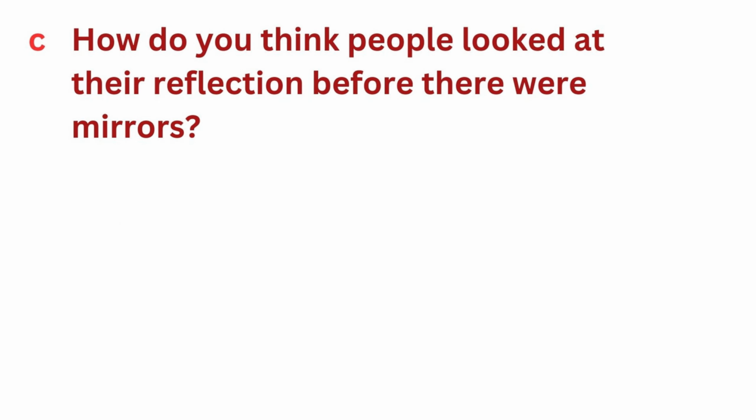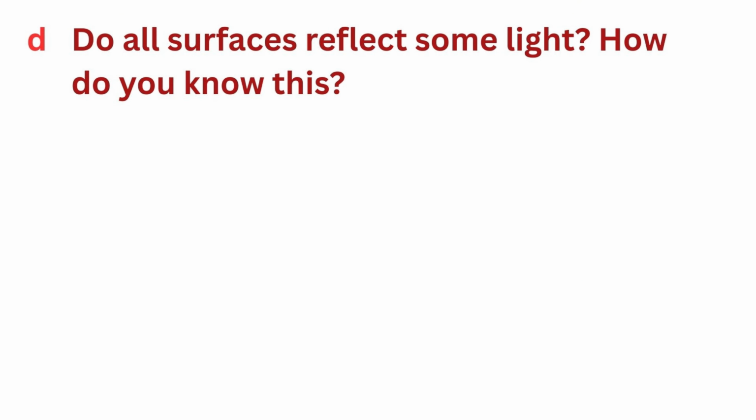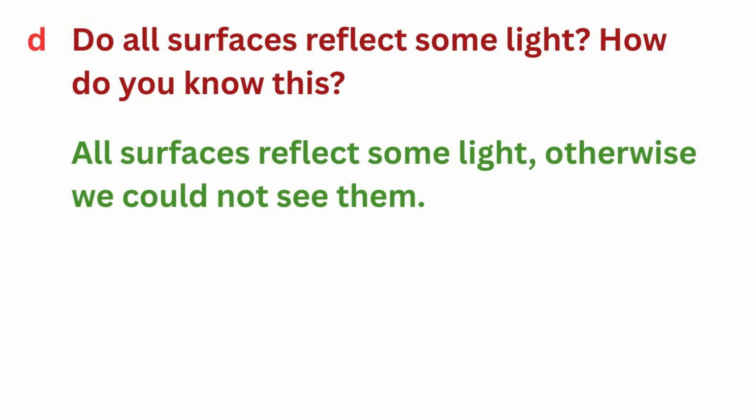C. How do you think people looked at their reflection before there were mirrors? I think people looked at their reflection on the water surface before there were mirrors. D. Do all surfaces reflect some light? How do you know this? Yes, all surfaces reflect some light. Otherwise, we could not see them.